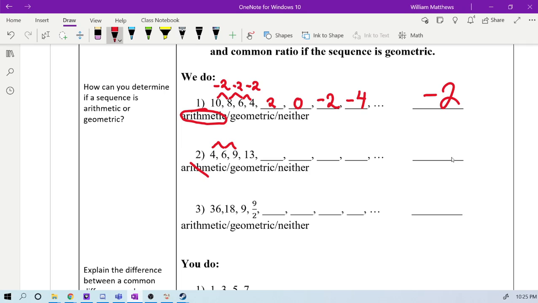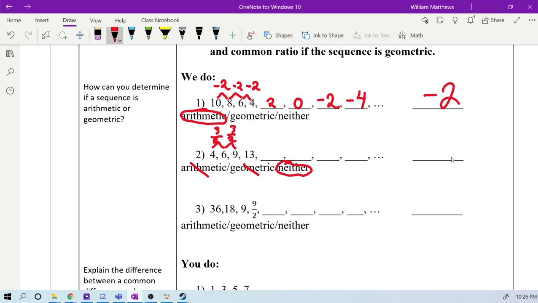Geometric means that we're multiplying. Now the easiest way to see what a number multiplies by to get a new value is just doing the opposite. Take our product, the 6, divide it by 4, and it will give us our fraction, which in this case is 3 over 2. If I multiply 6 by 3 over 2, that does give us 9. But if I try it on the next one, that does not work. It ends up being 13.5 if we were following that pattern. So geometric does not work as well. So this pattern would be a neither.